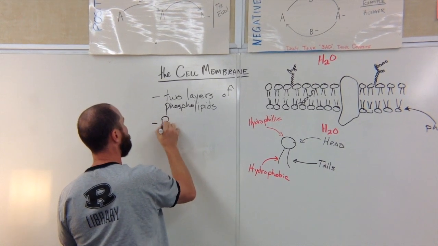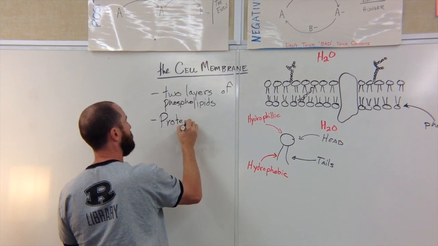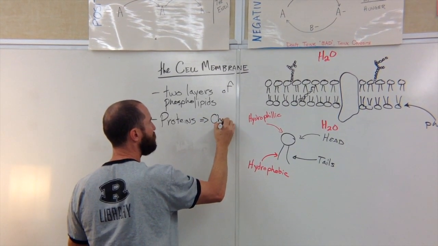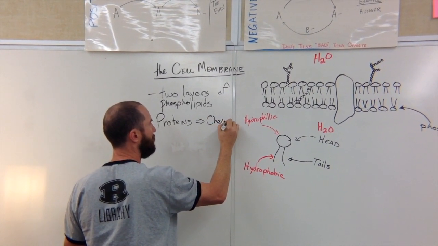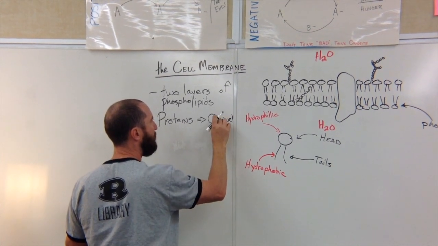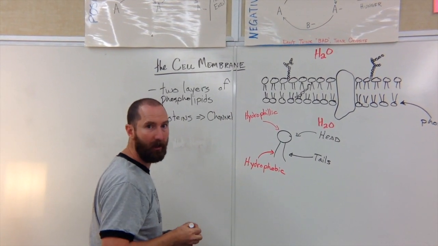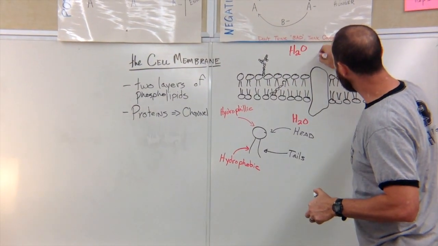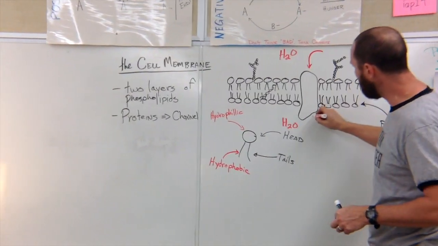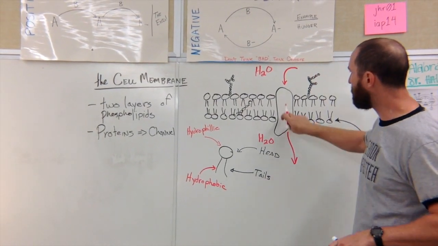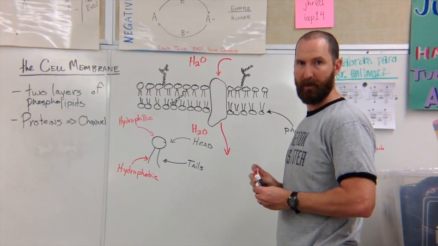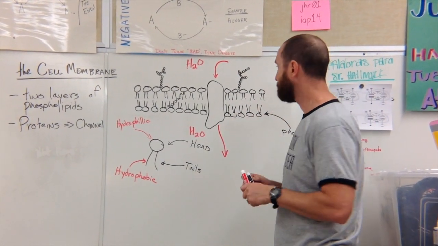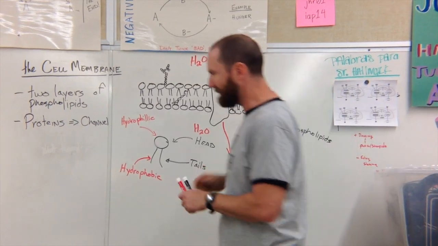We also have proteins. And these oftentimes serve as a channel or a pathway in and out of the cell. So if there is a molecule that we need to get into the cell that can't go through the cell membrane, it will oftentimes travel through the middle of a protein, because a lot of those proteins are actually hollow, like a big tube.